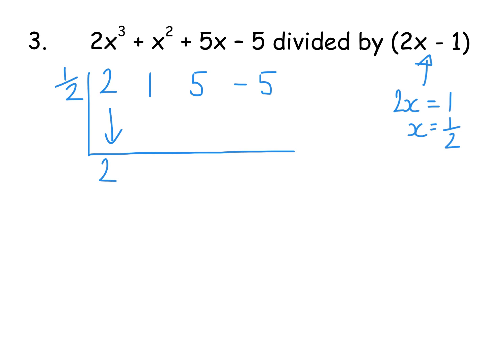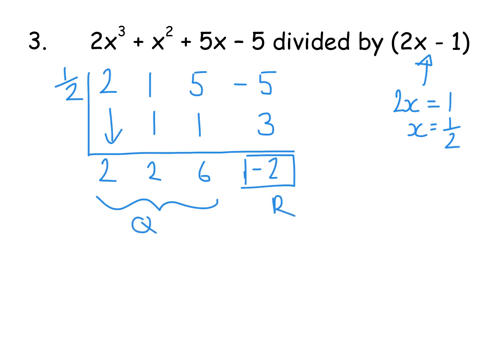So a half of 2 is 1. 1 add 1 is 2. A half of 2 is 1 again. 5 add 1 is 6. A half of 6 is 3. And then 3 and minus 5 added together is minus 2. So generally the numbers should work out nicely if you're putting a fraction in. And what we have now is, this is our quotient, and this is our remainder.